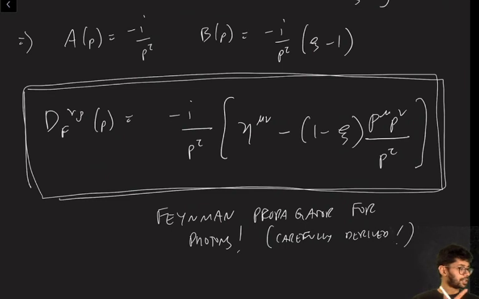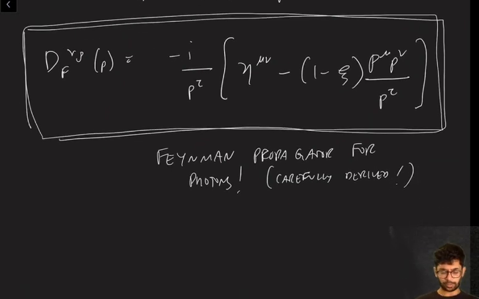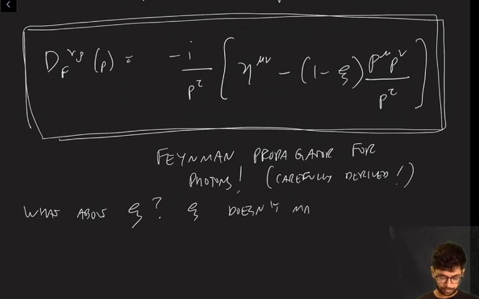Okay, so basically you might wonder, what about zeta? What's the deal with zeta? What value do you use for zeta? Because of the way we derived it, zeta is just a gauge fixing parameter. The value of zeta doesn't matter. In other words, your final observable answer must not depend on zeta. It must be independent of zeta.